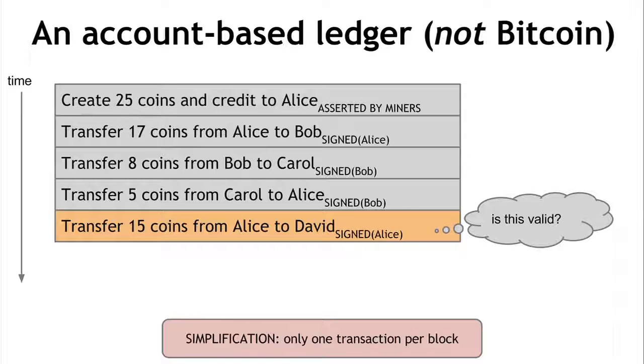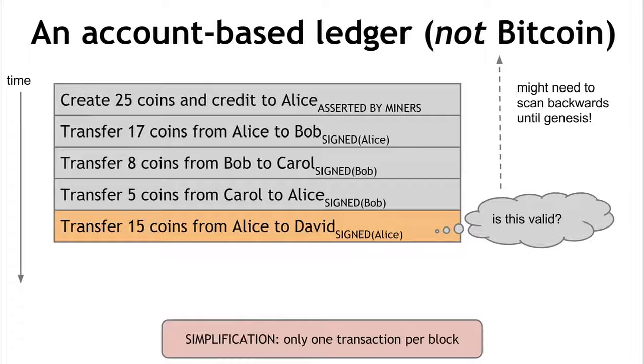Okay, so to tell if this transaction is valid or not, we have to figure out whether or not Alice has the 15 coins that she's trying to transfer to David. And to figure that out, we might have to look backwards forever to the beginning of time at every transaction that's ever involved Alice. Every time Alice has sent or received coins, we need to find all of those transactions and add them up to see if she really has the 15 coins that she's trying to transfer to David. And of course, we can make this a little bit more efficient with some data structures that track Alice's balance after each transaction, but that's going to require a lot of extra housekeeping besides the blockchain itself.